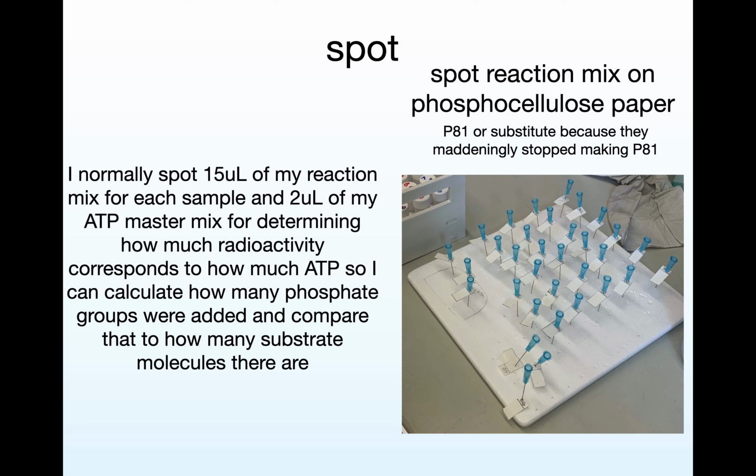that are don't wash. Those are the ones that I spot with my ATP mix, and that's going to allow me to compare, so I know how much ATP corresponds to how much signal, and then I can compare it to how much signal I get in the various samples I spot. But you want to spot a lot less of the ATP master mix because that's going to be a lot hotter. So I normally do 2 microliters of that and then 15 microliters of my reaction. But it's going to depend on your protein and that sort of thing. And you want to make sure you're not adding so much that it's not going to all soak in, because that can cause problems.